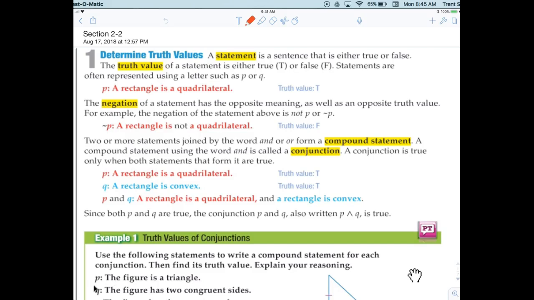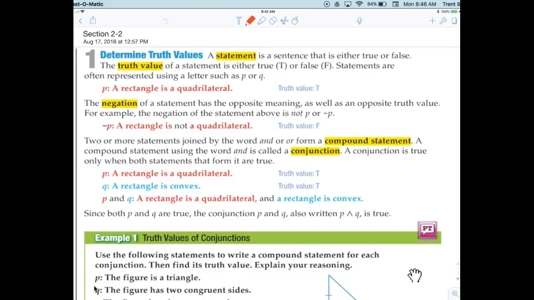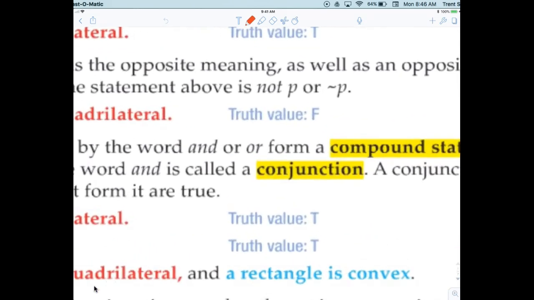So, in this case, P represents a rectangle is a quadrilateral. Is a rectangle a quadrilateral? Yes, that is true. Now, the negation of a statement has the opposite meaning as well as an opposite truth value. For example, the negation of the statement above is not P, and the symbol for not P is that little squiggly line. Not P. That just means the opposite. Is everybody with me on that?